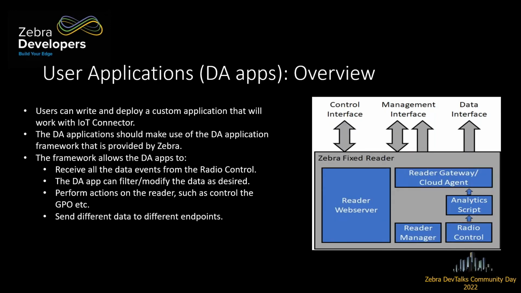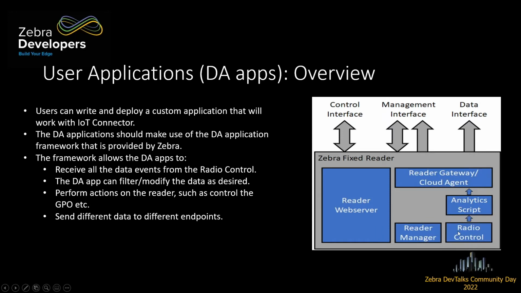Okay, so that brings us to the user application, the DA app framework. The idea here is that the DA apps are going to be user-written applications that can be written either in Python or Node.js and can be deployed on the readers. Once the applications are deployed on the readers, this introduces a new component in the way the IoT connector functions. So instead of the reader gateway directly consuming data from the radio control and sending it out, now the flow of the data will change.